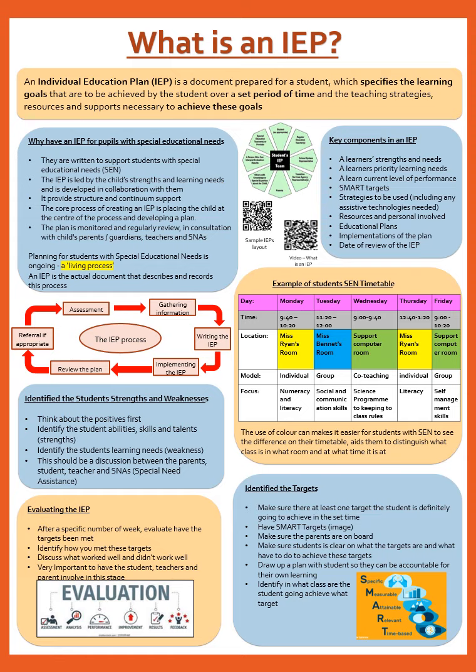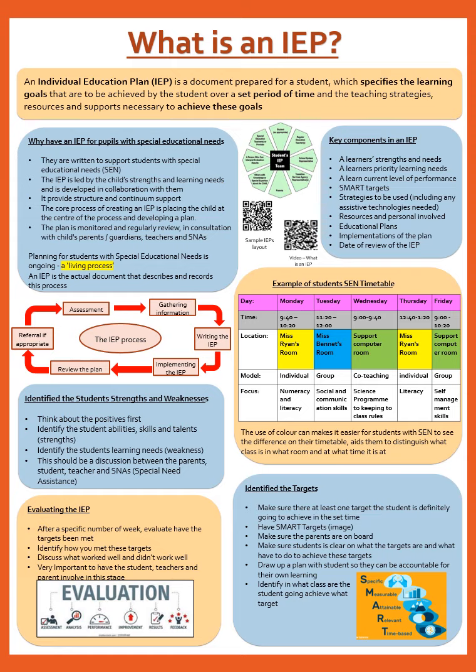What is the IEP process? The IEP process is gathering information, writing the IEP, implementing the IEP, reviewing the plan, referral if appropriate, assessment. It's a continuous cycle. It never ends, hopefully, as you continually work to improve the child's weaknesses.